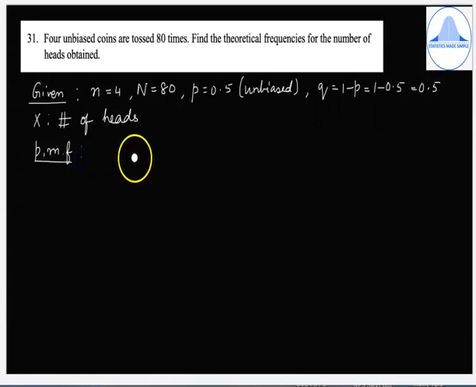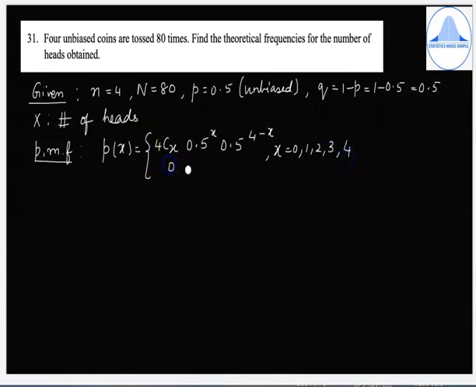We know that the formula is P of X equal to, open the flower bracket, nCx, so 4Cx, P to the power x, 0.5 to the power x, Q to the power n minus x, so 0.5 to the power 4 minus x, and x takes values 0, 1, 2, 3 up to n. Here n is 4, and in the next line we write 0 otherwise.